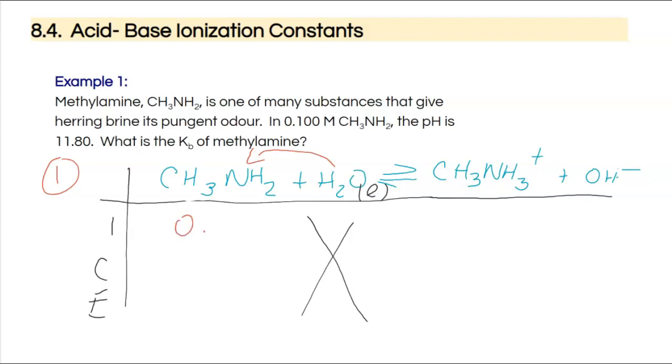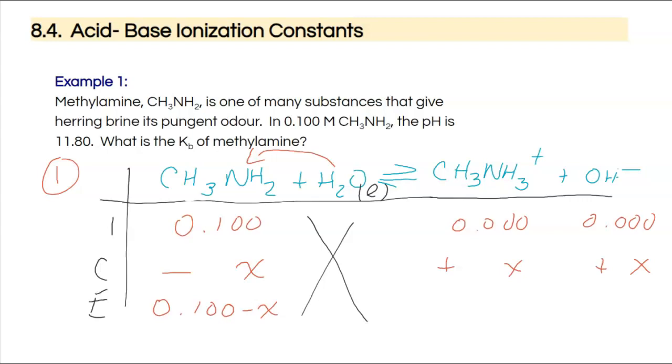I'm going to fill in my 0.100 moles per liter methylamine. At the start of this, no ionization has happened, so my product concentrations are 0. I'm going to decrease my amount of methylamine over the course of this, giving me an equilibrium expression that looks like that, 0.100 minus X. Now my ion concentrations of these products are going to only increase because of the starting position of the equilibrium, giving me values of X and X.